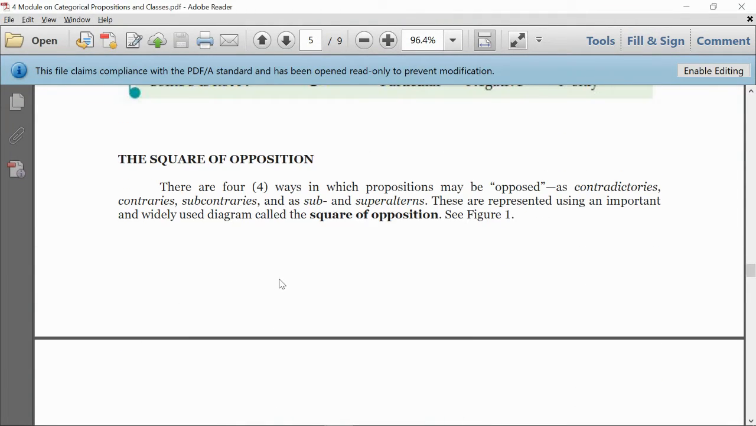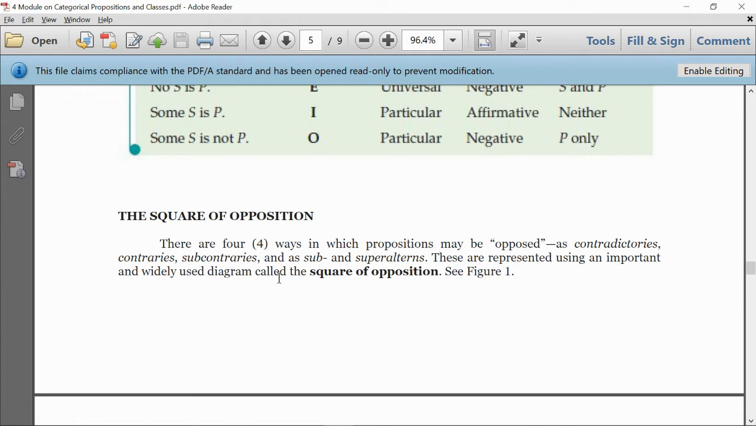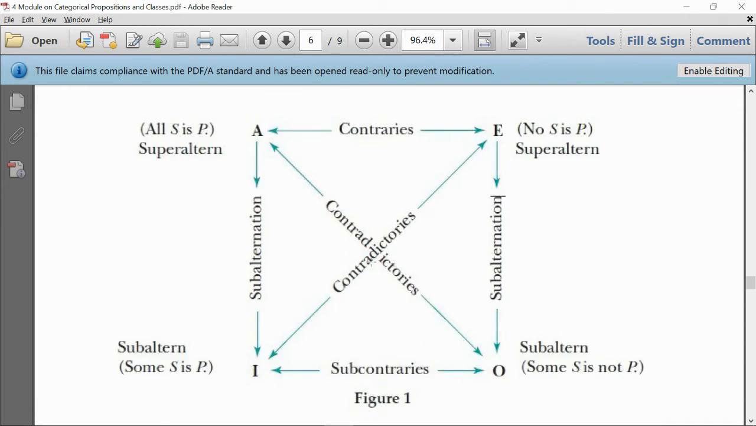Now, things are getting more complicated in this part, okay? But in this instance, you have to at least familiarize yourself for this time. So we have the square of opposition. There are four ways in which propositions may be opposed: as contradictories, contraries, subcontraries, and as subalterns and superalterns. These are represented using an important and widely used diagram called the square of opposition. This one.